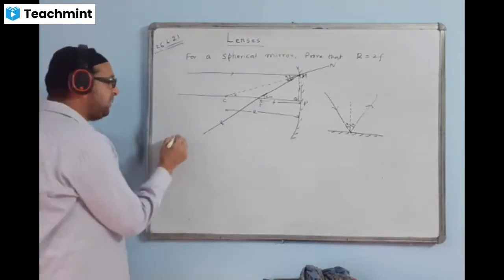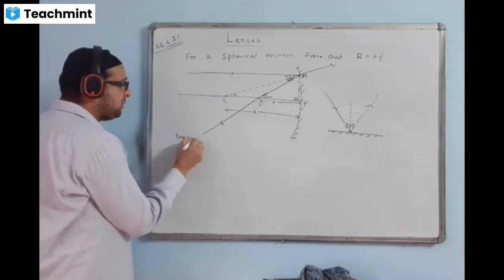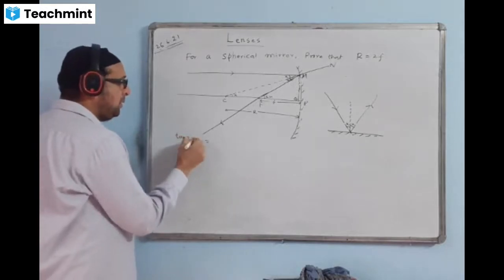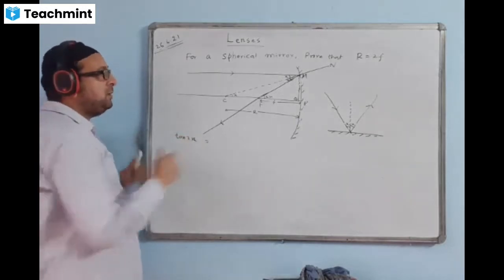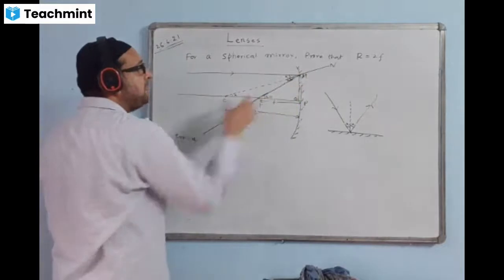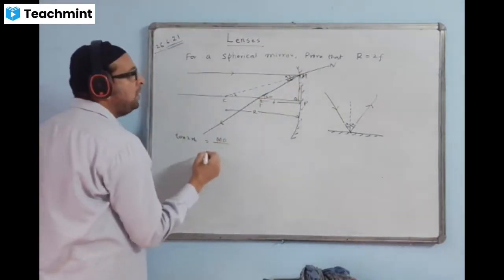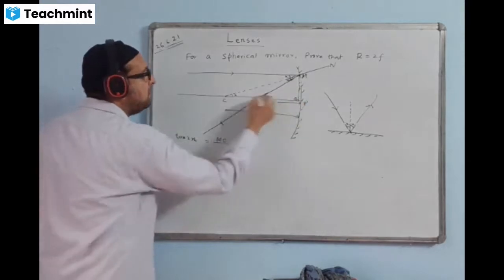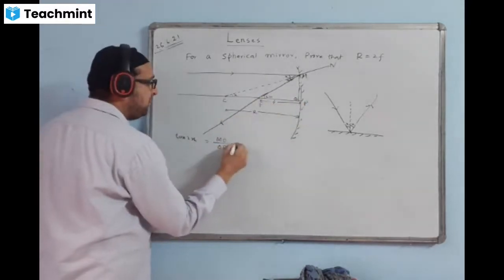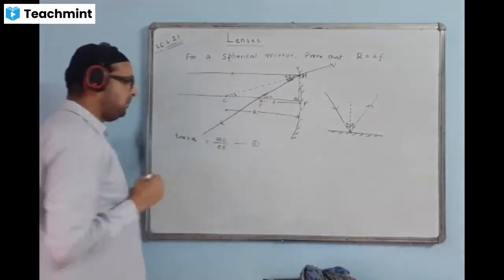I'll be using tan. Write down tan 2x. Tan formula is perpendicular by the base. I'll write the perpendicular is MO and the base is OF. Mark as equation number 1.